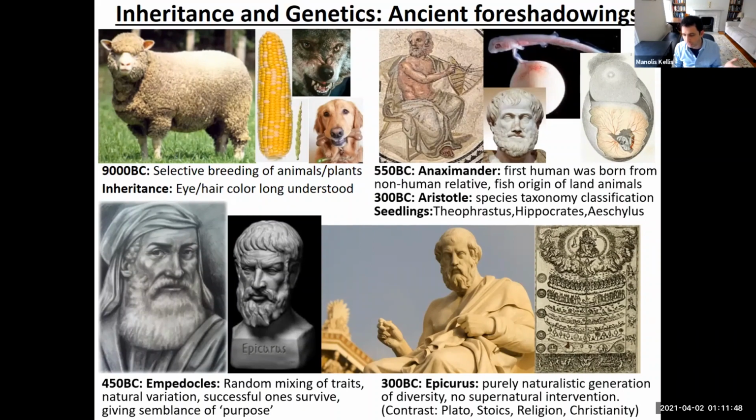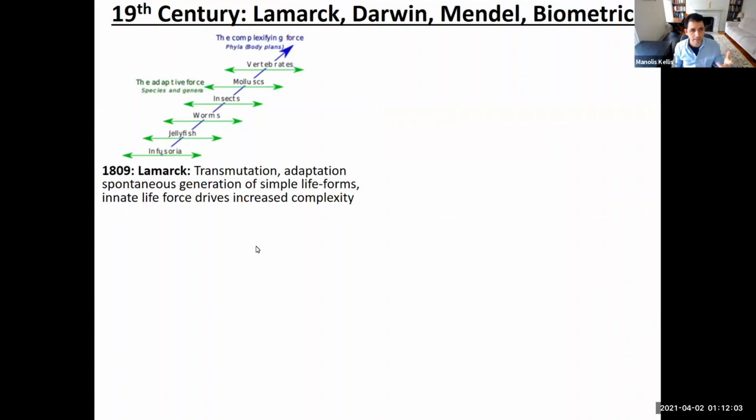But unfortunately, Plato and the Stoics and the more religious view persisted of a betterment of the species and some kind of divine intervention. And this persisted until Lamarck and up until Darwin, with the concept of transmutation and the concept that there's a complexity force that pushes organisms to become more complex.